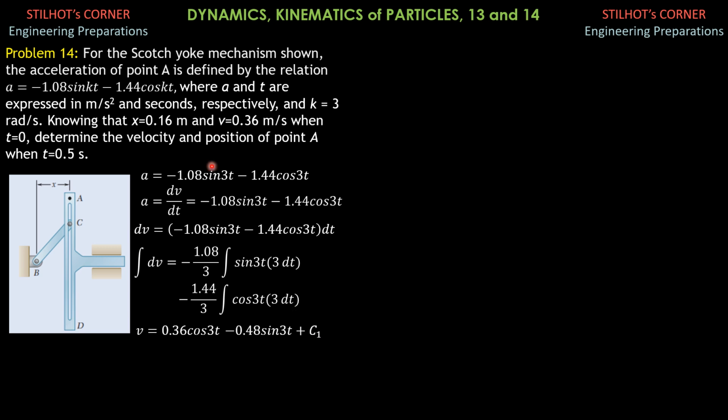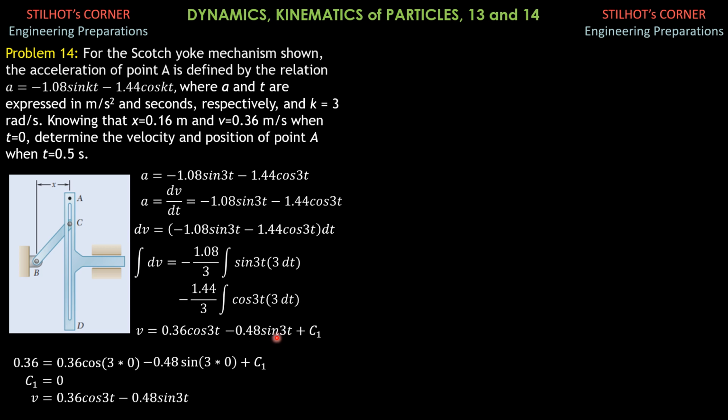Evaluating c sub 1 by substituting this initial condition, when time is 0, v is 0.36. So 0.36 equals 0.36 cosine of 3 times 0 minus 0.48 sine of 3 times 0 plus c sub 1. Then sine of 0 is 0, so this term is 0. While cosine of 0 is 1, so this term is 0.36. 0.36 minus 0.36, so c sub 1 is 0. So therefore, velocity is 0.36 cosine 3t minus 0.48 sine 3t.